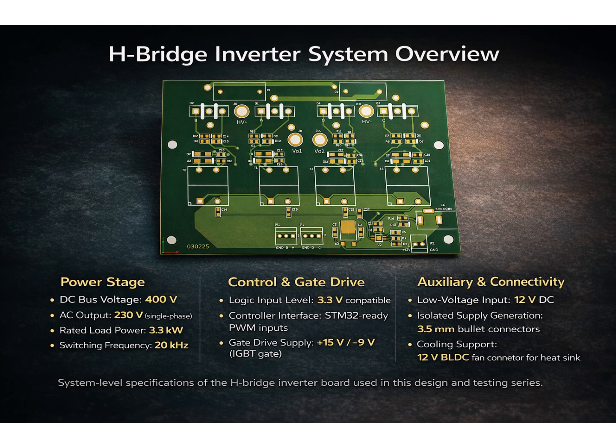The DC bus input terminals and the H-bridge output terminals are implemented using 3.5 mm Bulgin connectors. These connectors are selected to handle high current while providing reliable and low-resistance connections. For driving the IGBTs, the board provides asymmetric gate voltages of plus 15 volts and minus 9 volts. This ensures strong turn-on, fast turn-off, and improved immunity against false triggering due to Miller effect.